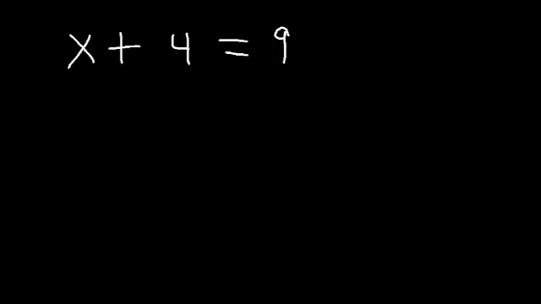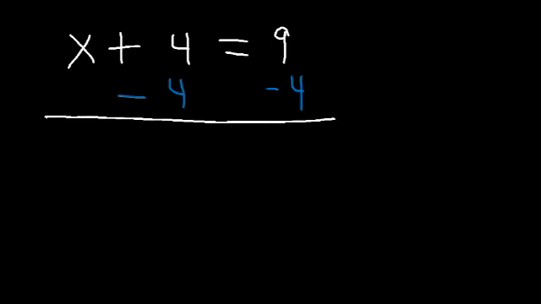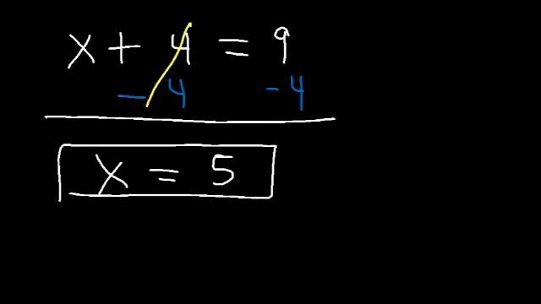But let's solve it. To solve for x, you need to get x on one side of the equation, which means that you need to move the 4 to the other side. The opposite of addition is subtraction. So you need to subtract both sides by 4 to solve for x. 4 and negative 4 cancels. And so 9 minus 4 is 5. And that's how you can solve for x.